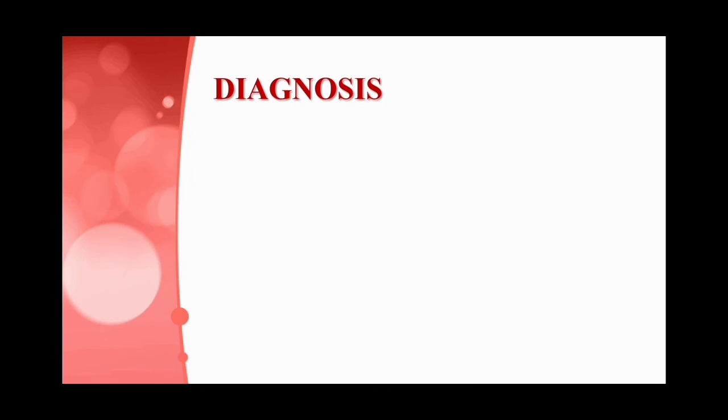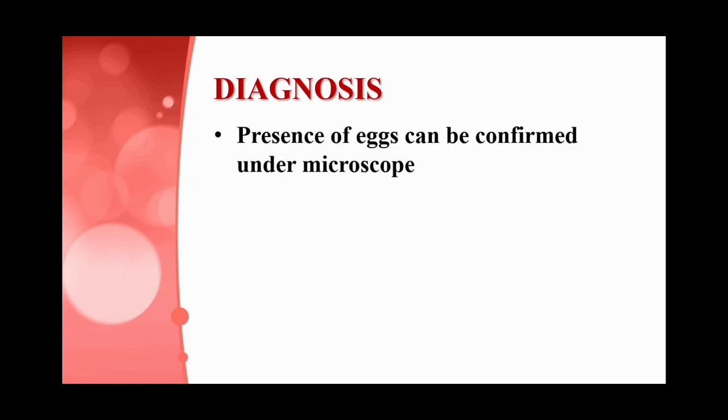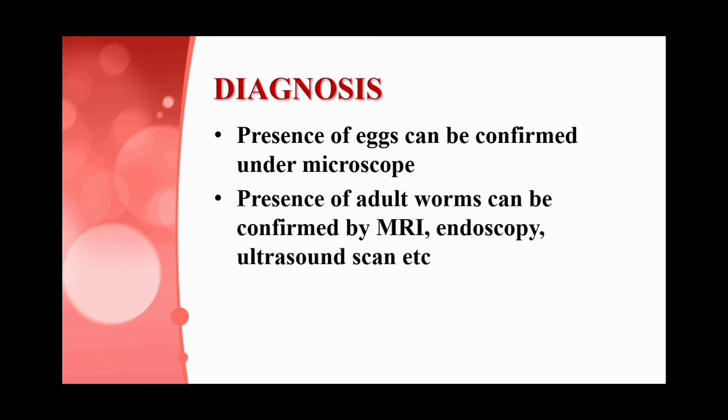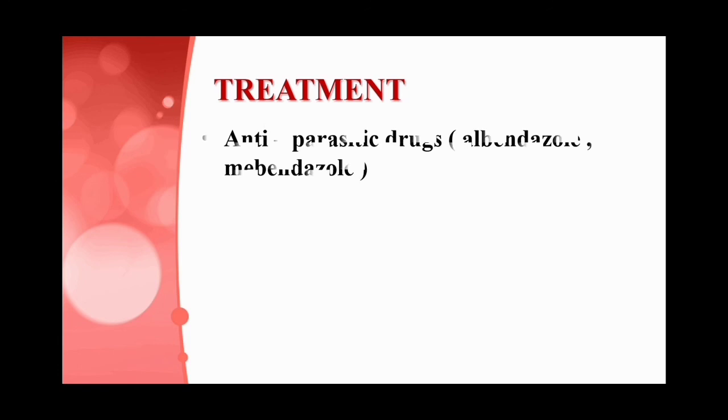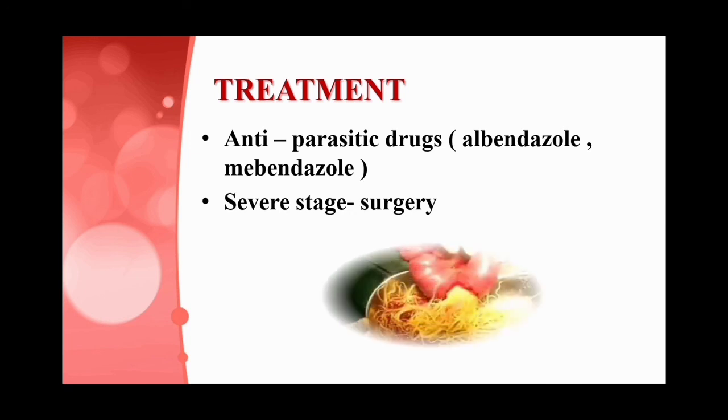The way of diagnosis includes confirmation of the presence of eggs in the stool by examining under the microscope. The presence of adult worms can be confirmed by MRI, endoscopy, and ultrasound scan. If you are talking about the treatment, at an early stage it can be treated with anti-parasitic drugs like albendazole and mebendazole. But at a later, severe stage, it requires surgical removal of the worms.